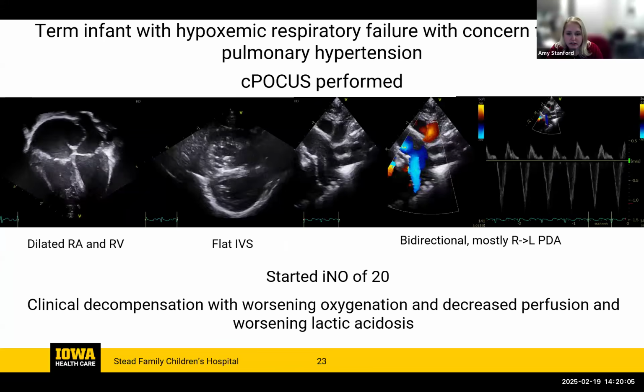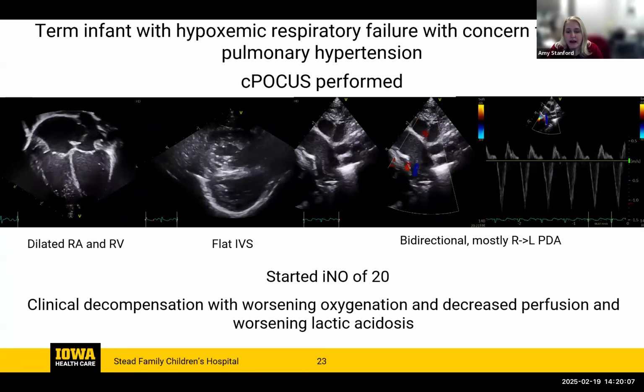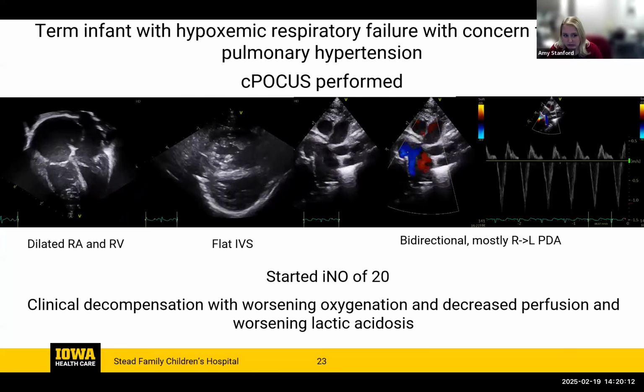So back to our case earlier, where remember they thought the baby had resistance-mediated pulmonary hypertension based on a cardiac POCUS, and the baby got worse with inhaled nitric oxide.